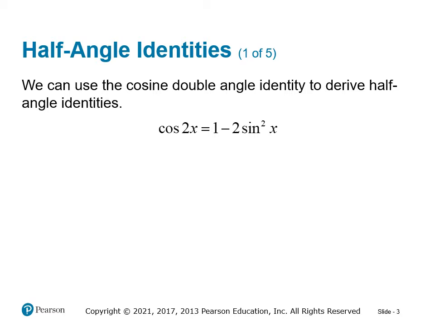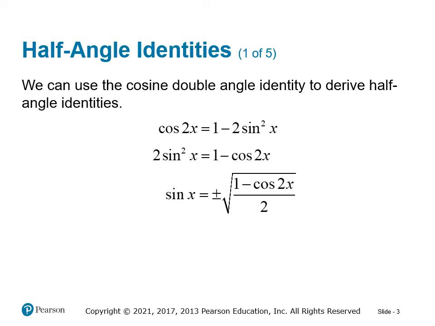Here we have cosine of 2x, the double angle, equals 1 minus 2 sine squared x. So if we swap out the 2 sine squared x and the cosine 2x, we get 2 sine squared x equals 1 minus cosine of 2x. We divide both sides by 2 and then take the square root of both sides. We get the sine of x equals plus or minus the square root of 1 minus cosine 2x over 2.